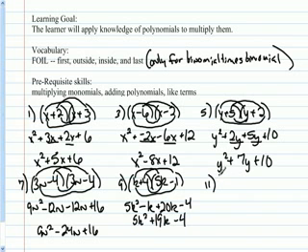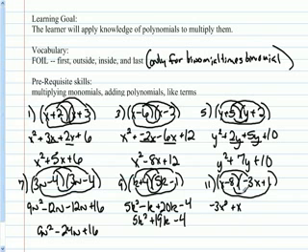Number 11 is x minus 8 times negative 3x plus 1. First is x and negative 3x. Multiply those, I get negative 3x squared. Outside would be the x and the 1, so 1 times x is x. Inside, negative 8 times negative 3x is positive 24x. And last would be negative 8 times positive 1, which is negative 8. So I have negative 3x squared, x plus 24x is 25x, and negative 8.